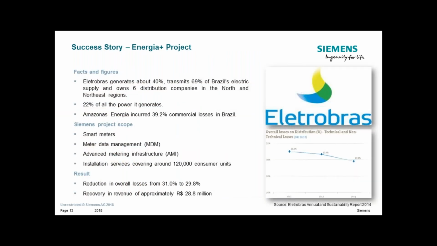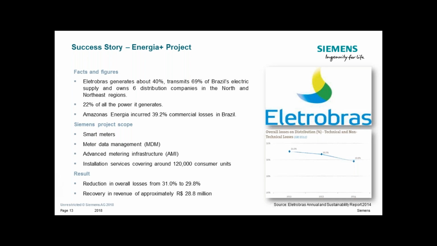So Siemens have implemented a project in Brazil with a Brazilian utility company, and it covers about 40% of transmission and 69% of Brazil's electricity supply. The issue they were facing was that 22% of their generated electricity is lost in the transmission and distribution circuit, and one of their utilities incurred around 39% commercial losses.